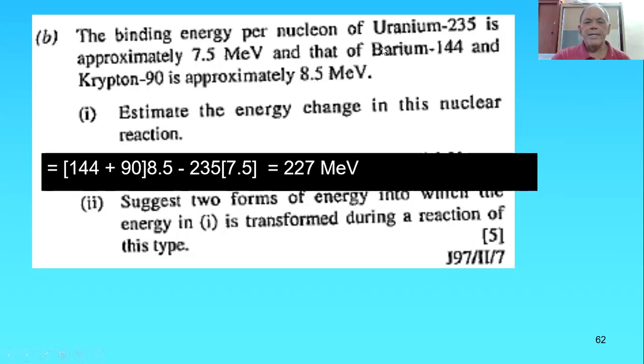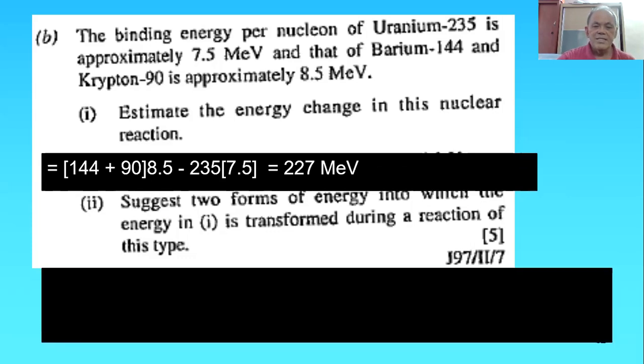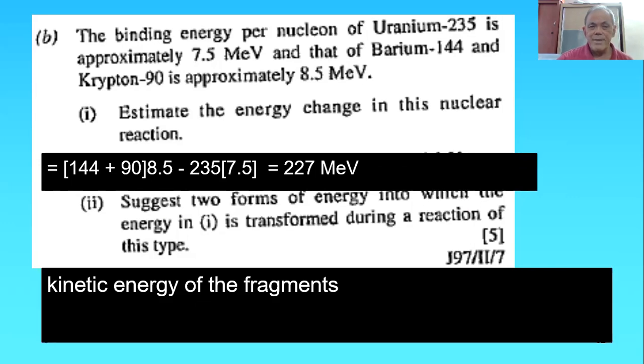So you are told barium and krypton roughly have the same one. Right? But 144 plus 90. Remember this is per nucleon and that is the product. Binding energy of the product minus binding energy of the reactant, 235 times 7.5, we get 227 mega electron volts. Right? So suggest two forms of energy into which the energy is transformed during a reaction of this type. Right? So it's kinetic energy of the fragments, barium and krypton, or it can also be gamma rays. In a nuclear reaction, it's always gamma rays that are emitted.